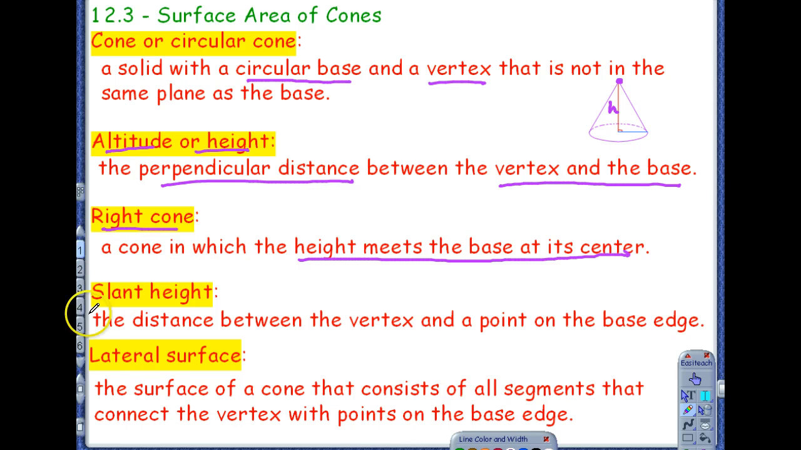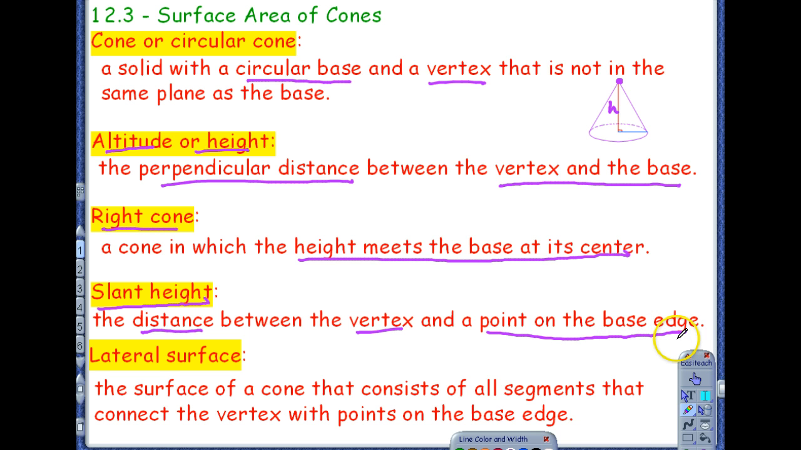Now, slant height is another word we've seen. We've seen it with pyramids. Again, that connection. We've seen it very briefly with prisms, but didn't do anything with it, really. Pyramids and cones is where we see it mostly. And the reason why is because it's a special distance. It's a distance between the vertex, so that point right here, and a point on the base edge.